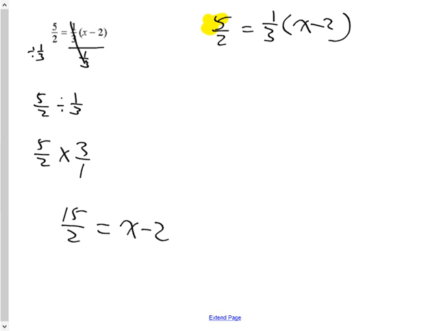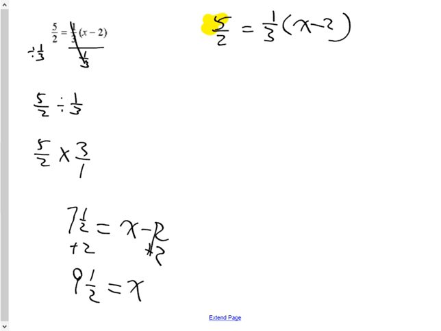Since I am going to be adding a whole number, I'm going to change my mixed fraction here to 7.5. And 7.5 plus 2 is going to mean the value of x is 9.5. Right? That's kind of an interesting way to get the answer, but that works out, right? X equals 9.5.